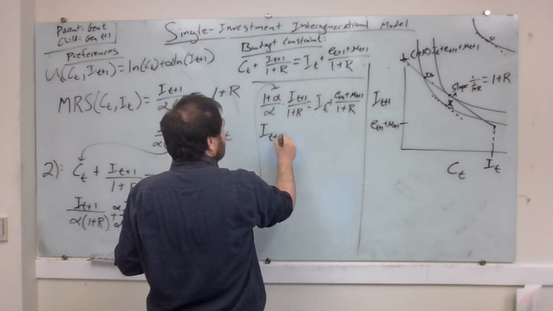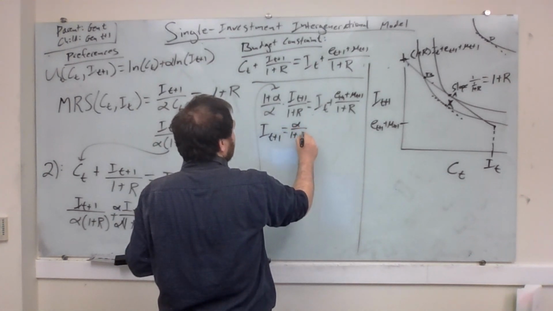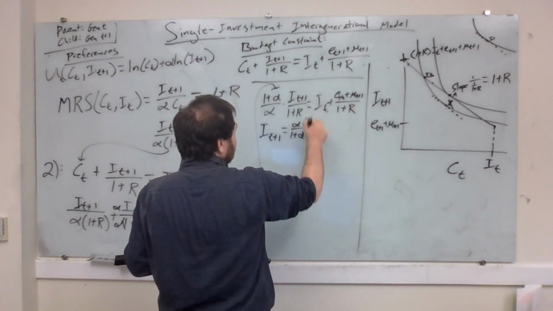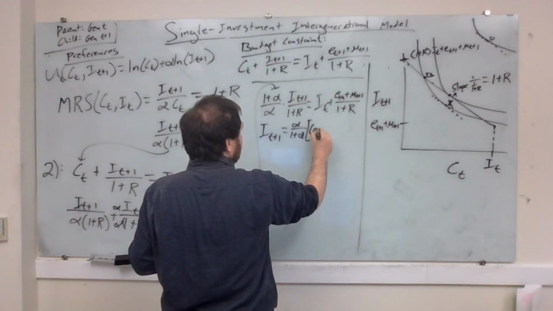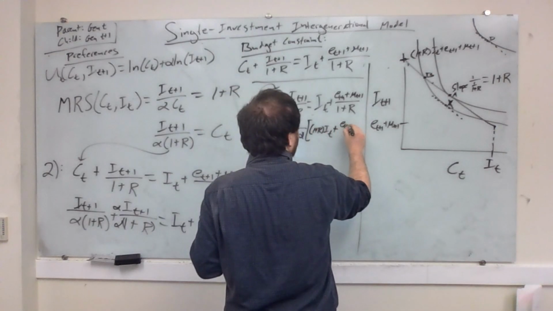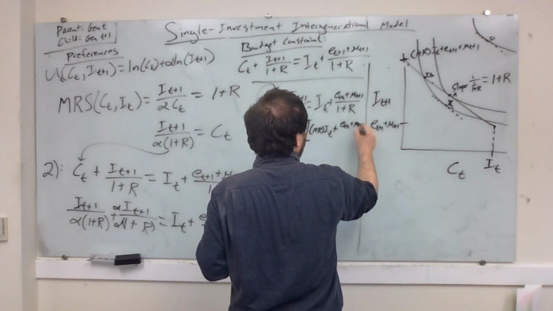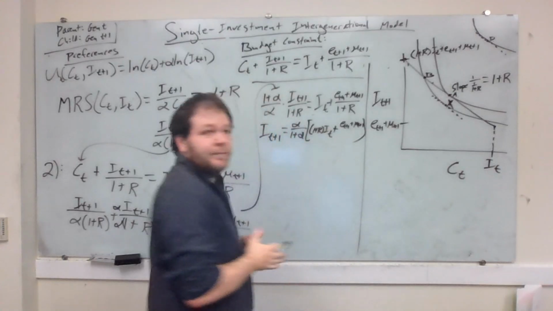So we can say i_t plus 1 equals alpha over 1 plus alpha times i_t times 1 plus r, plus e_t plus 1 plus mu_t plus 1, not over 1 plus r at all, right? Because the 1 plus r's cancel.